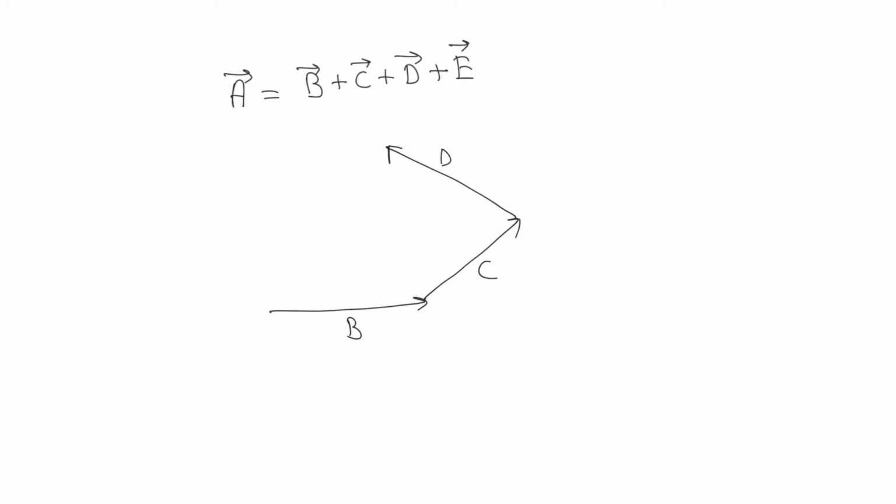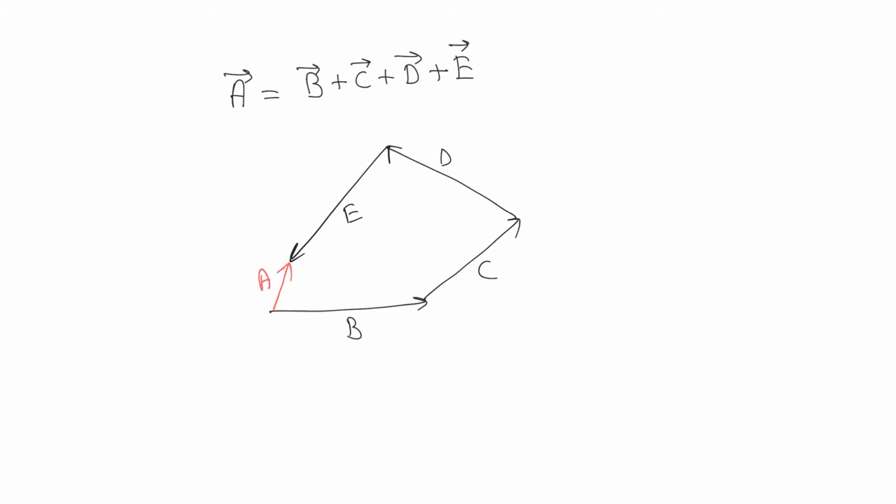That means if I write A vector is equal to, let's say, B vector plus C vector plus D vector plus E vector, we can say that this B vector, C vector, D vector and E vector are the components or the parts of A vector. So we can represent it something like this. Assume that this is our B vector, this is C vector, this is D vector, and let's say this is our E vector. If you add this B vector, C vector, D vector and E vector, we get the resultant vector as, let's say, A vector.